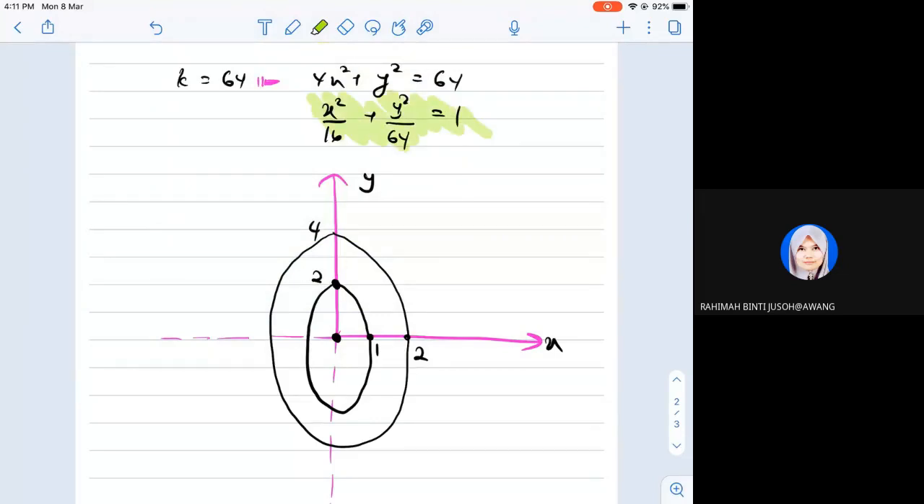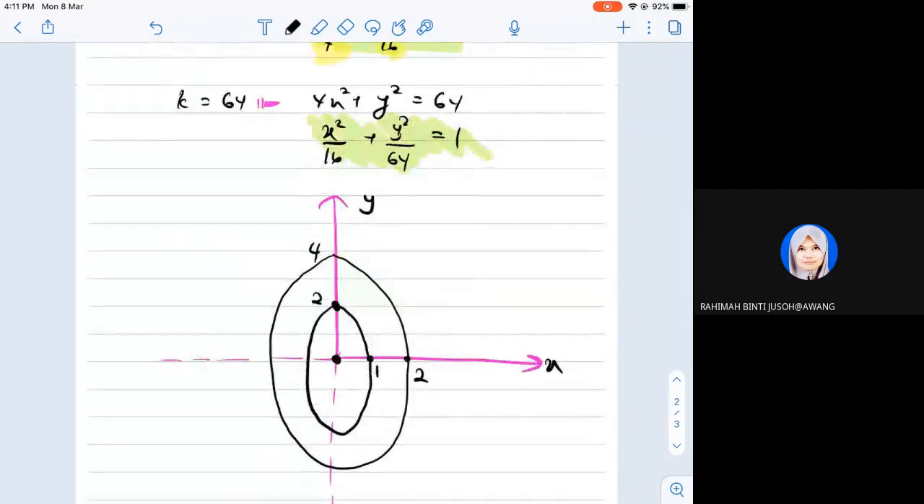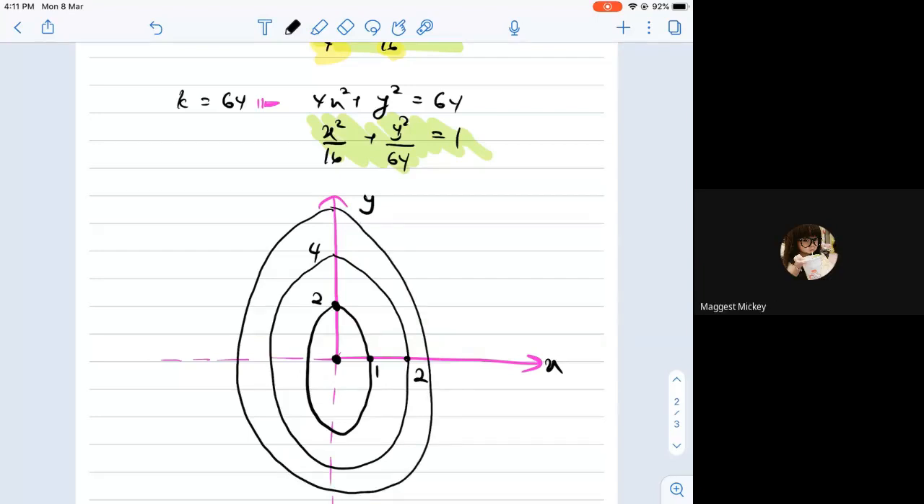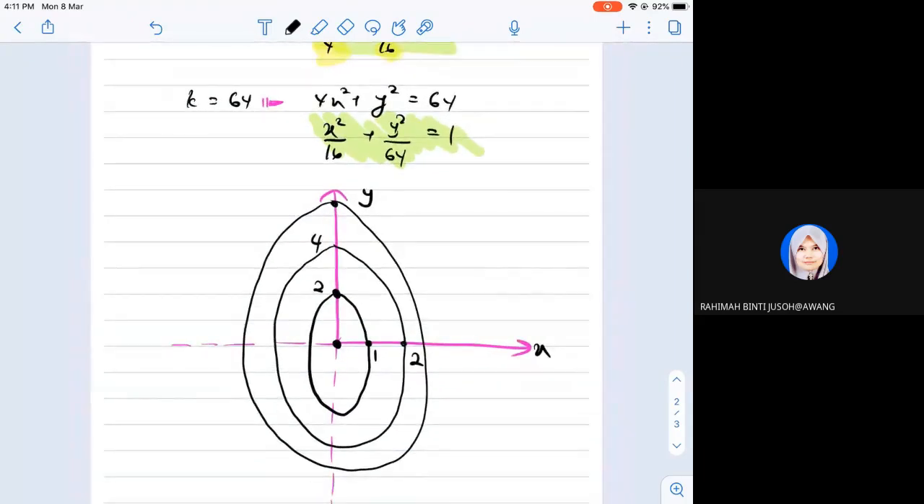Okay, also an ellipse. So this is the biggest one. Okay, so the biggest ellipse here. All right. So on y-axis should be 64. Square root of 64 is 8, isn't it? And then square root of 16 is 4.